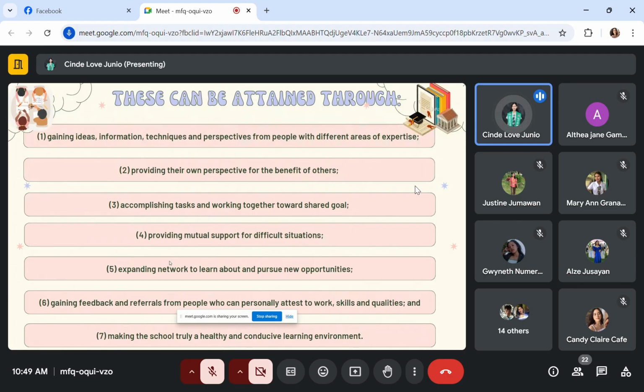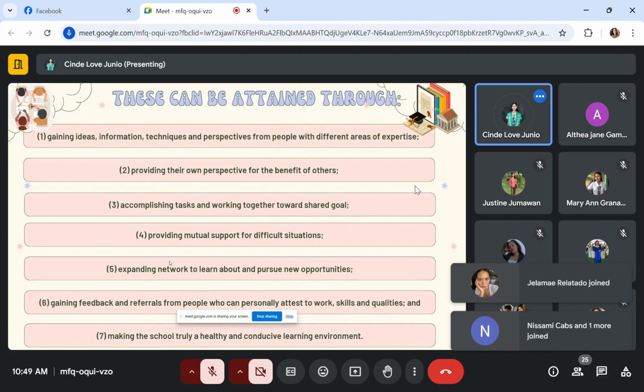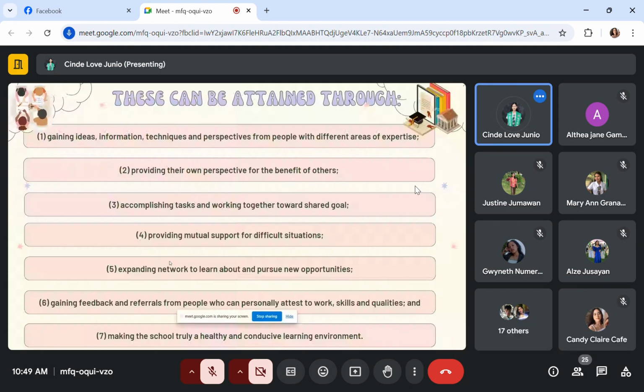And next is making the school truly a healthy and conducive learning environment. So here, you are creating a positive school environment, like making school a friendly and supportive place. So whereas the students respect each other and the learning is very enjoyable.